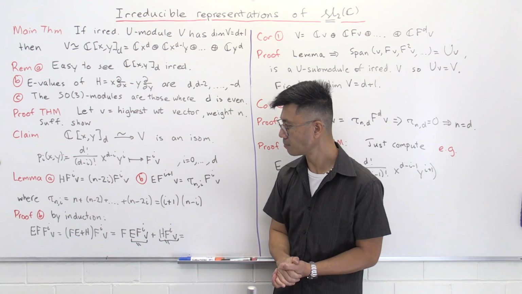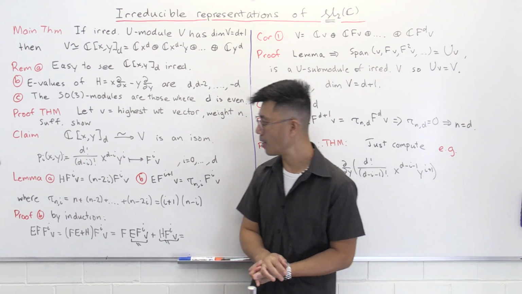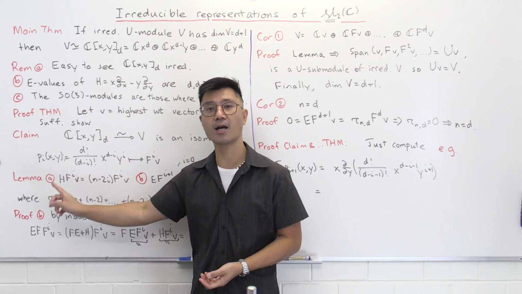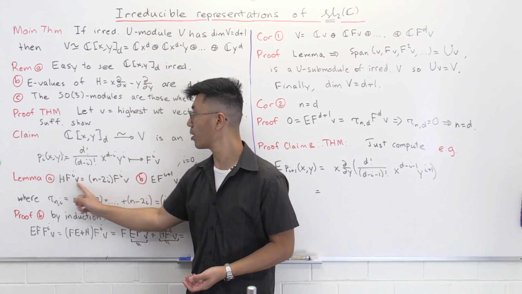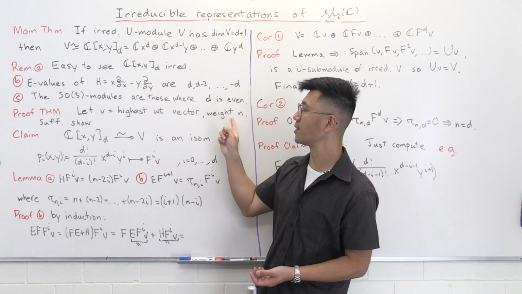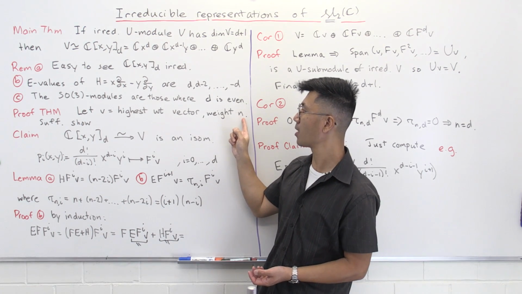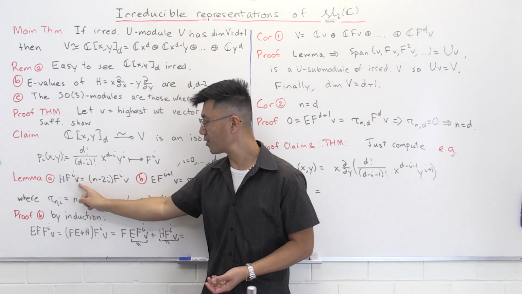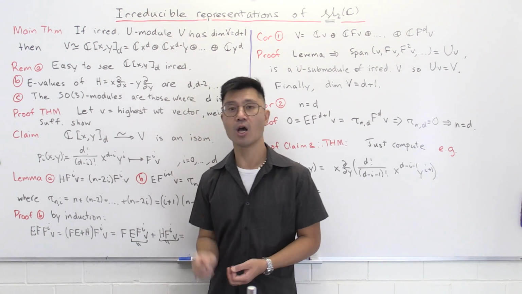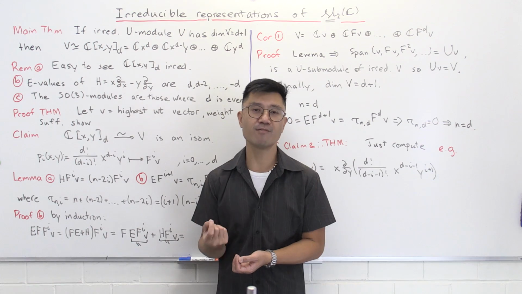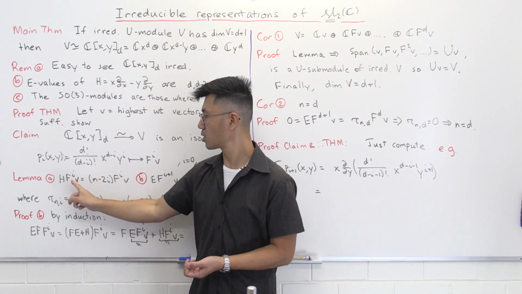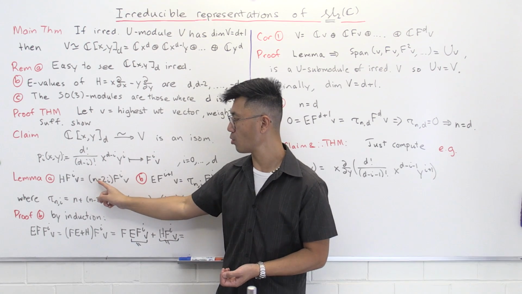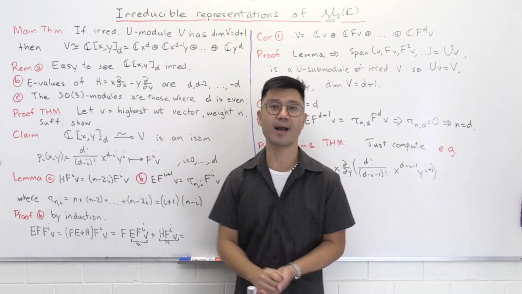So let's see why this is true. Part A is actually very easy. The reason, remember, is that v is an eigenvector for h with eigenvalue, the weight, n here. Let's suppose that the weight of this highest weight vector is n. Each time you hit this eigenvector with f, you get another eigenvector, but the eigenvalue reduces by 2. So if you hit it i times with this f, the eigenvalue has gone down to n minus 2i. So that gives you part A.